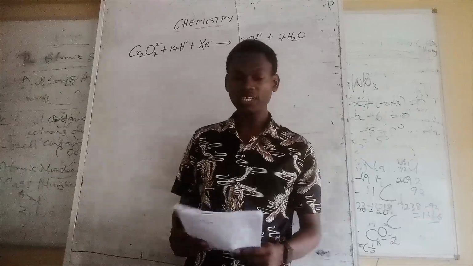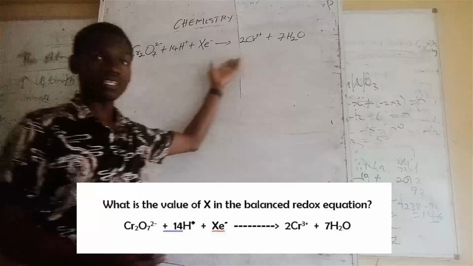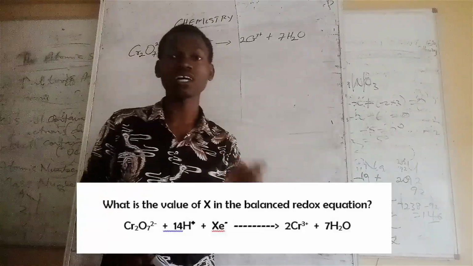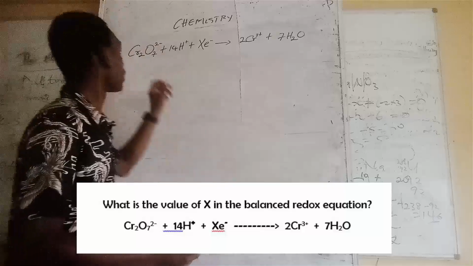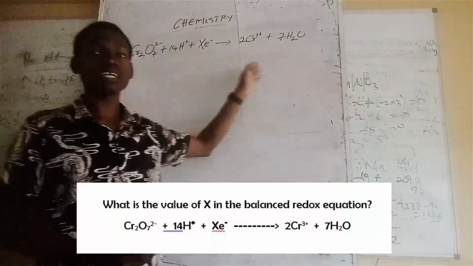Alright, let's quickly look at this equation we have on the board. It is called a redox equation. Redox means reduction and oxidation, right? So it's a redox equation and we're asked to balance this equation. So let's balance this equation.